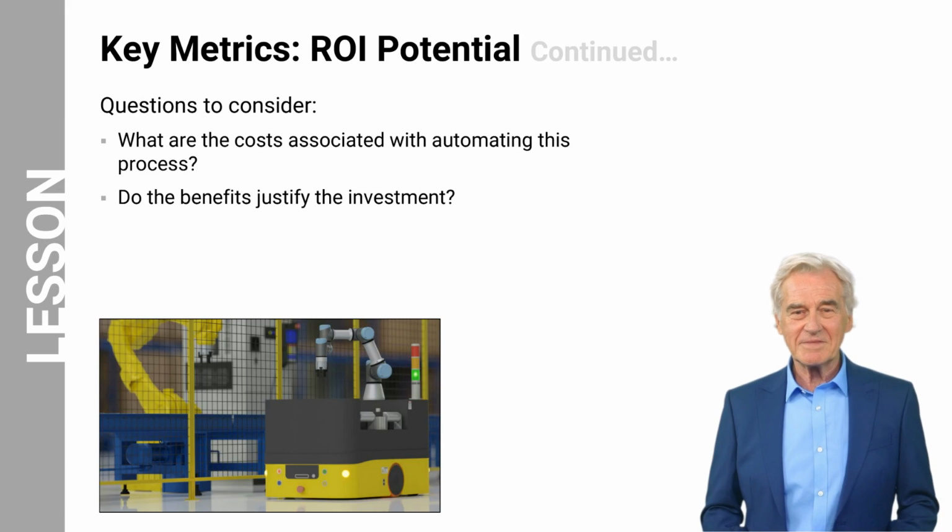2 questions to consider are as follows. Question 1. What are the costs associated with automating the process? This question examines the total investment required for automation, including initial robot and equipment costs, installation and integration expenses, etc. Question 2. Do the benefits justify the investment? This question evaluates whether the financial returns outweigh the investment costs by analyzing increased production output value, labor cost savings, energy efficiency gains, etc. For example, if a $100,000 robotic system saves $50,000 annually in labor and quality improvements, the payback period would be 2 years, helping determine if the investment is justified.